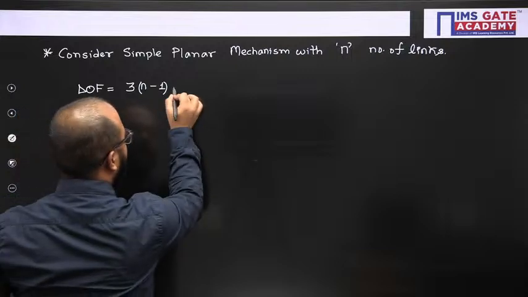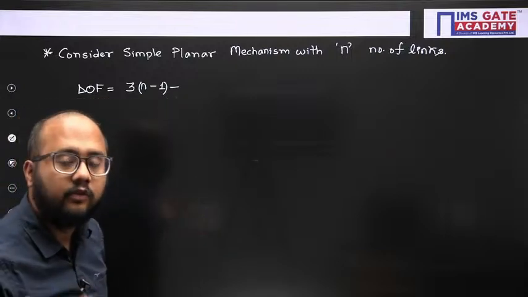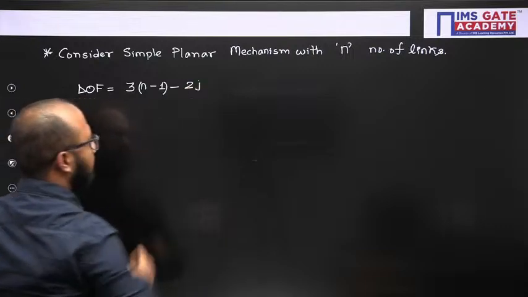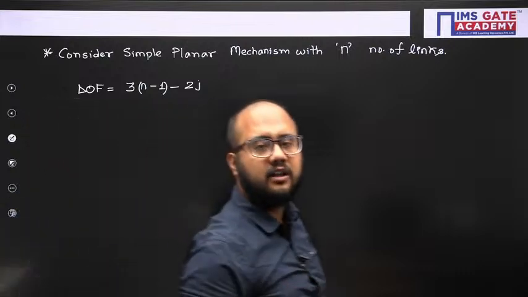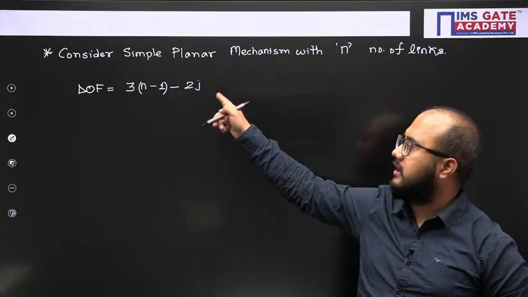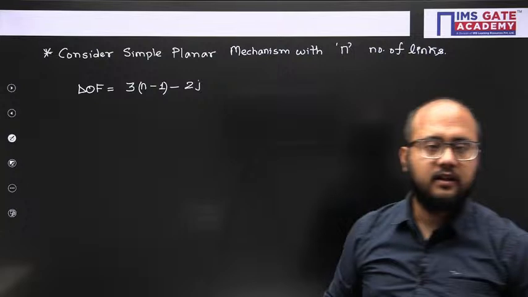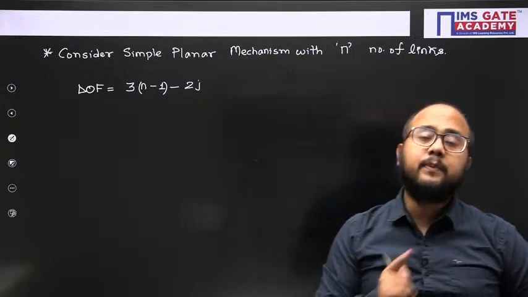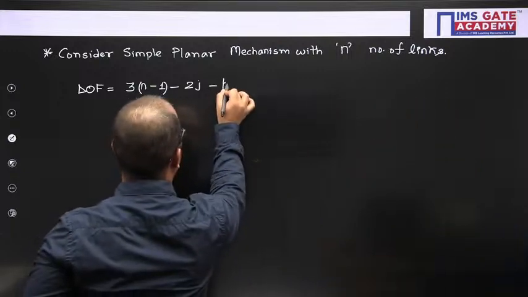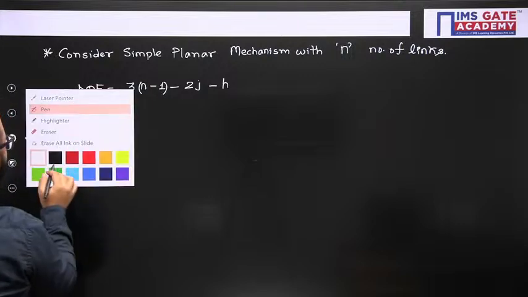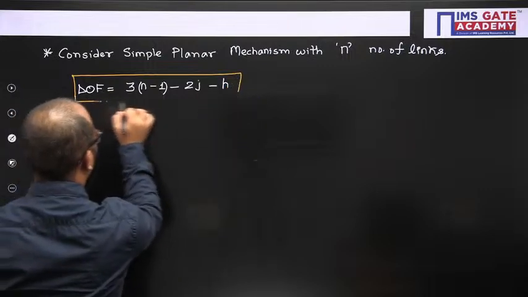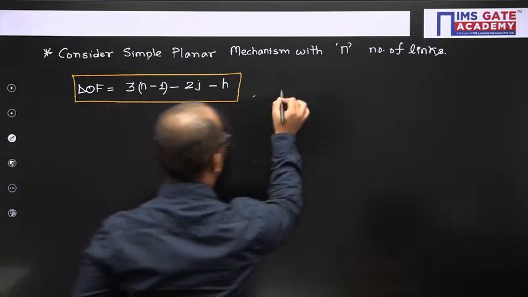Fine. But as I already told you, whenever there is a lower pair formation, 2 degree of freedom is lost. So 2 multiplied by j. Now in this case, what is j? j is the number of binary joints, lower pair formation. Whenever one lower pair is formed, 2 degree of freedom is lost. So minus 2j. And whenever a higher pair is formed, 1 degree of freedom is lost. So we'll write here h. So this is our formula here for degree of freedom: F = 3(n - 1) - 2j - h. And the name of this one is known as Kutzbach equation.